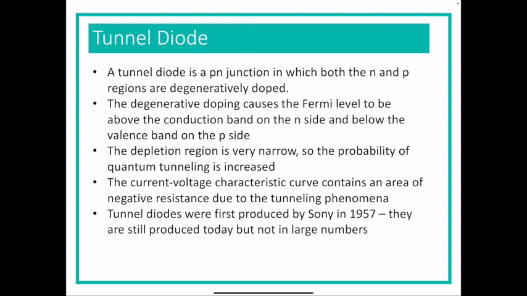The tunnel diodes were first produced by Sony in 1957. They are still made today, but they are not made in really large numbers, and you pretty much are hard-pressed to find them just in a regular catalog. You can find them, but there's a different way you have to actually get them.